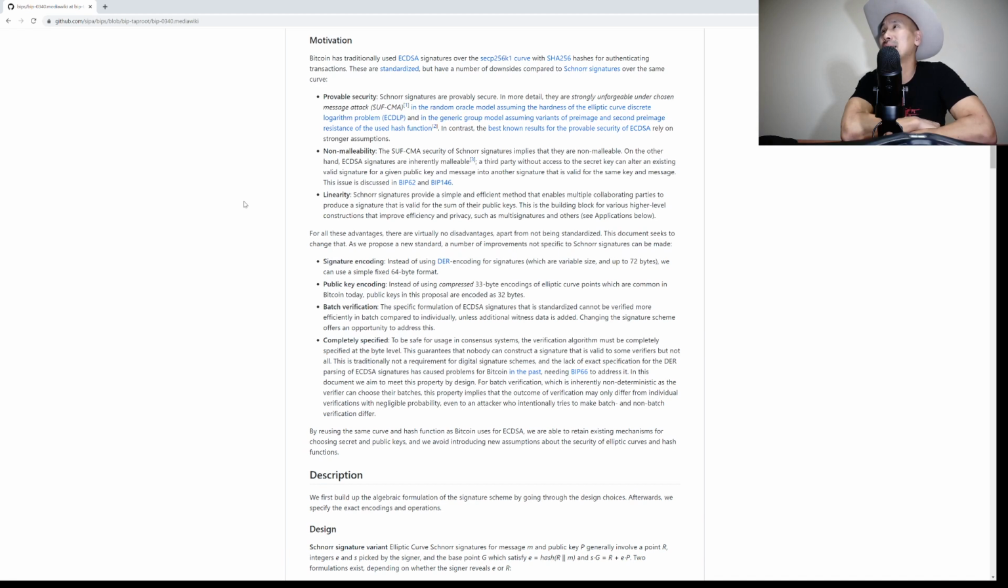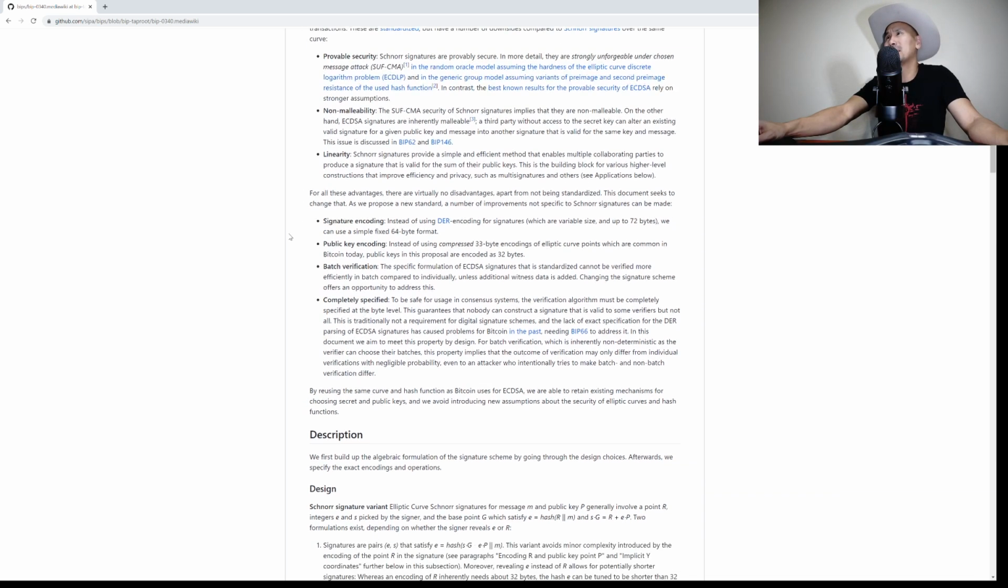In contrast, the best known results for the provable security of ECDSA rely on stronger assumptions. Now, this is getting in the weeds a little bit, but essentially, Schnorr signatures require fewer cryptographic assumptions. If any of those assumptions break, then the whole algorithm is broken, which basically says that from a security standpoint, Schnorr is just better.